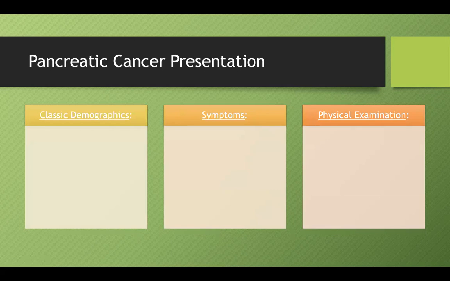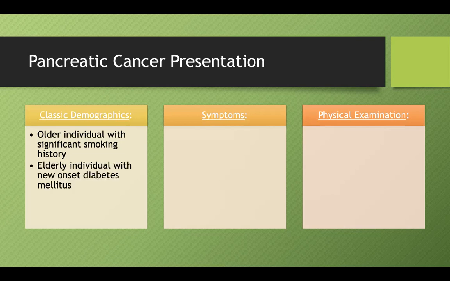So let's talk about the presentation of pancreatic cancer now. The classic demographic, it shouldn't surprise you given the risk factors. They love to test you as an older individual with a significant smoking history. 9 times out of 10, this will be the demographic given if they're trying to point you in the direction toward pancreatic cancer.